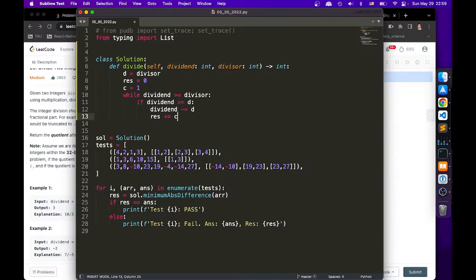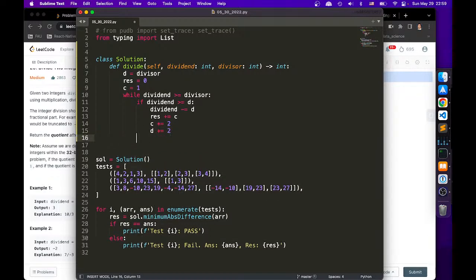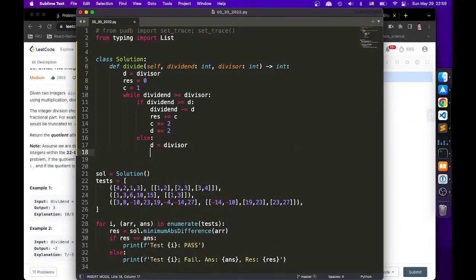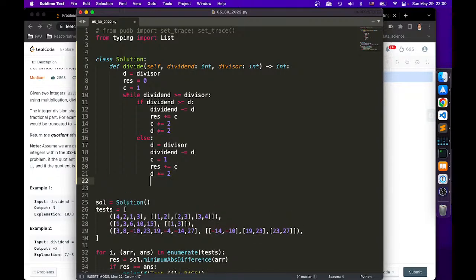Let me think. If it's larger than D, C, and then C times equal to 2, C double, and then D times equal to 2, else dividend, else we say D equal back to divisor, and dividend minus equal to D, and then C go back to 1, and then res plus equal to C, and D times equal to 2, C times equal to 2. And I see with a lot of repeats.